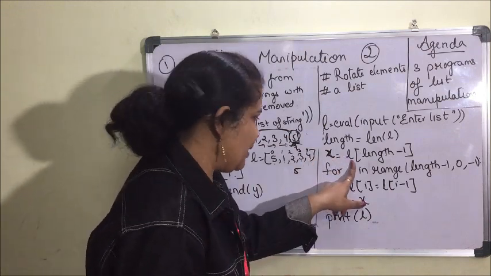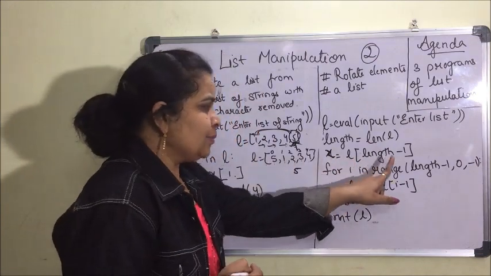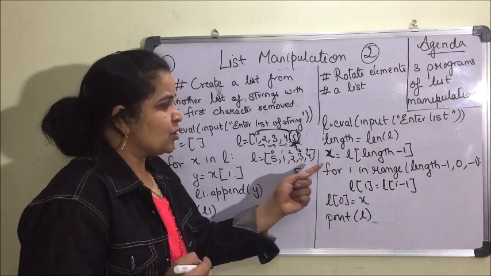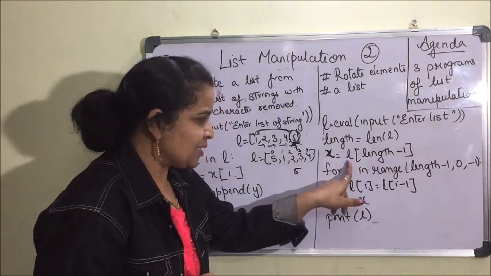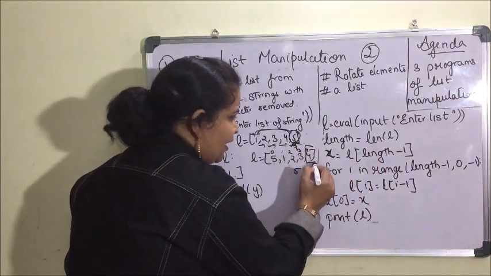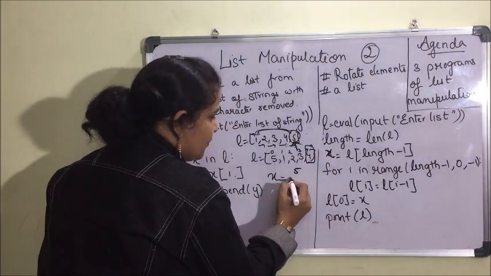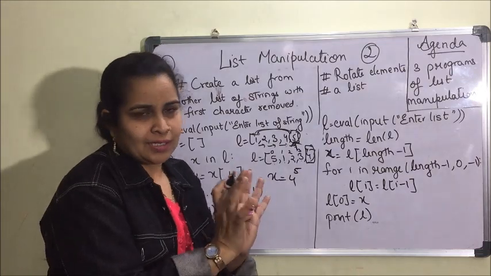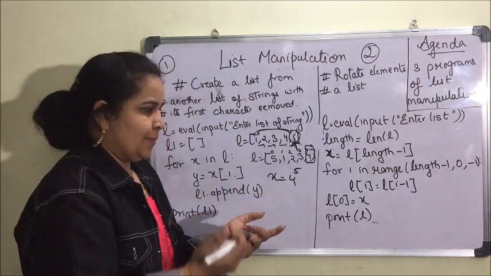X is equal to L of length minus 1. Length is 5, minus 1 is 4. So at index 4, what is the value? This is the value. So we have stored it in X. So now if it will be overwritten, doesn't matter, we have it somewhere.